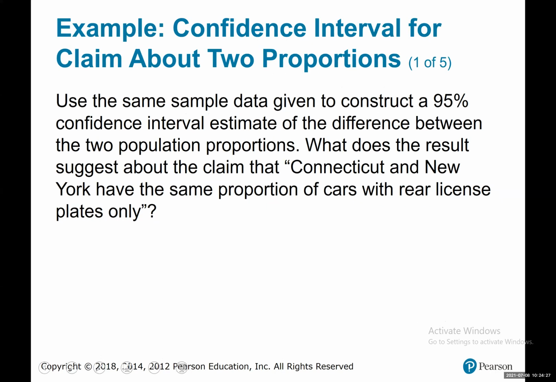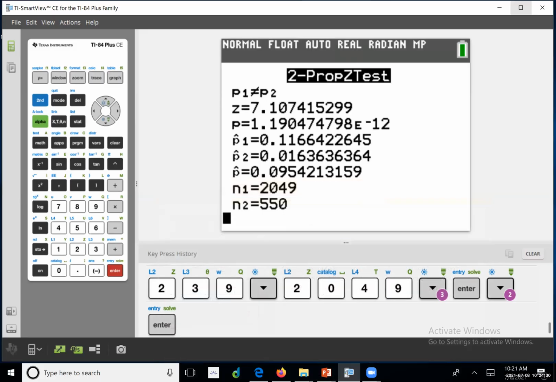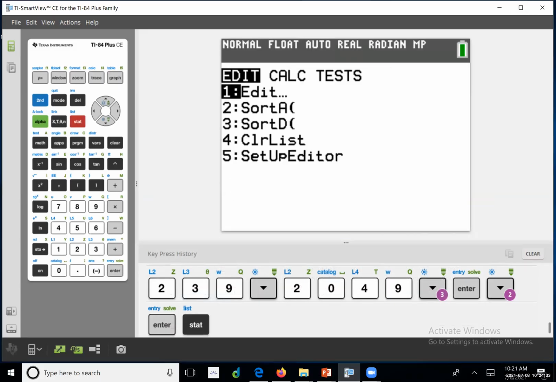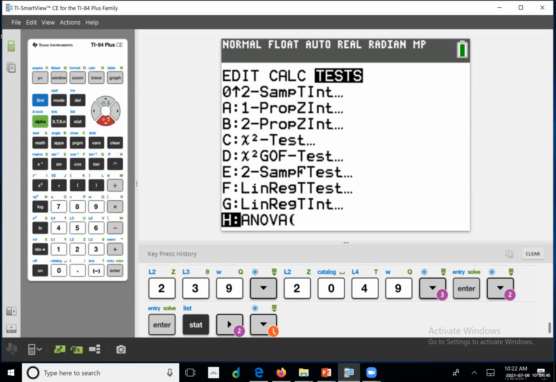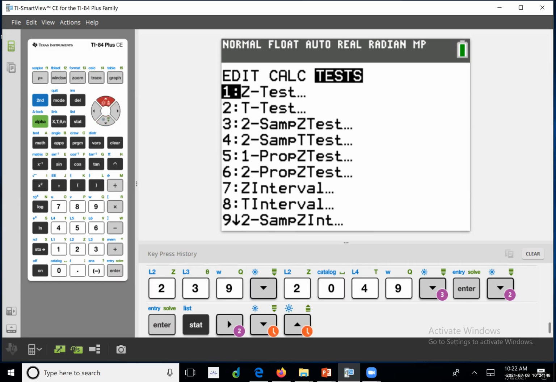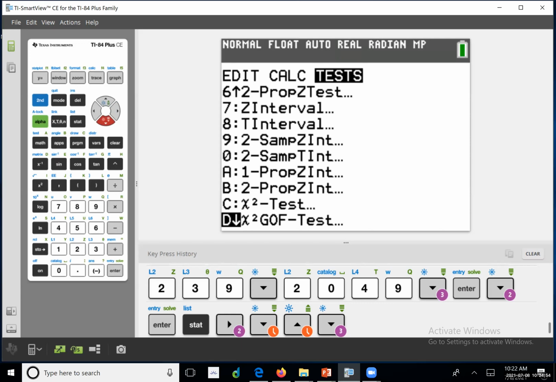Use your calculator. Go to stat, test. Tell me now you want to find the interval and you have two population proportions. Which of the items under tests on the calculator do you use? Tell me which one is appropriate for the interval of two populations, because you're still comparing the population of illegal cars in Connecticut with New York. Which number would that be?